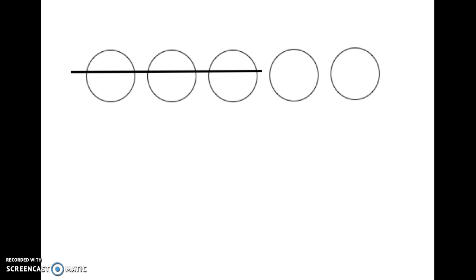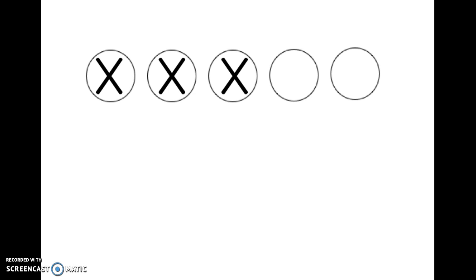Well, some of you might choose to draw a line through those 3. Some of you might simply choose to cross each one out. Either strategy is good, so choose the one that's best for you. Let's get back to our story. I had 5 cookies. I ate 3 of them. How many cookies are left?